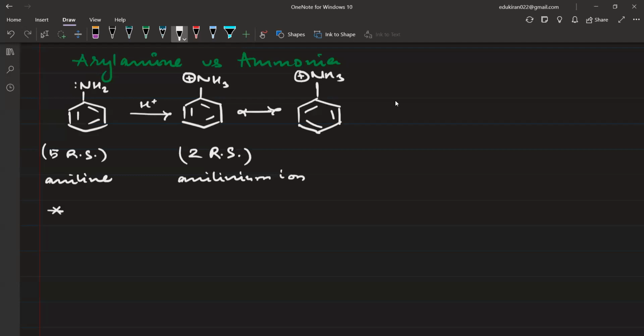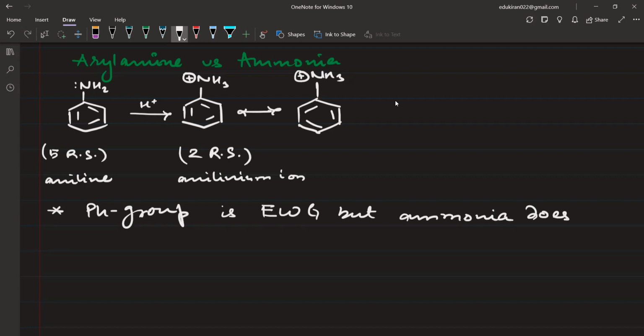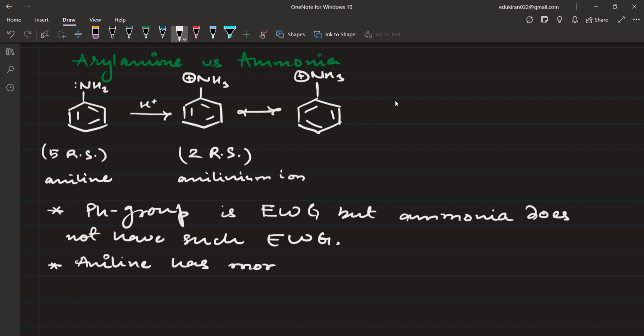Please write. First of all, phenyl group है ना, ये बेंजीन रिंग को phenyl group बोलते हैं. Yes, electron withdrawing group, but ammonia does not have such electron withdrawing group. Second point, aniline has more resonating structures than anilinium ion.